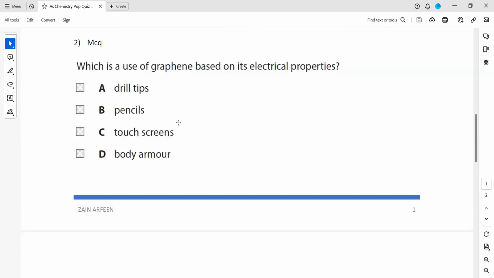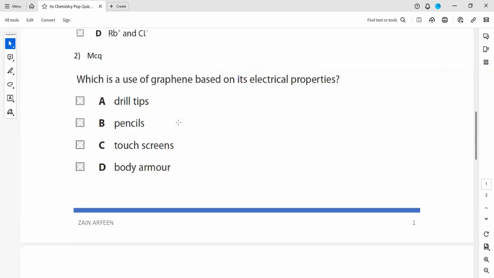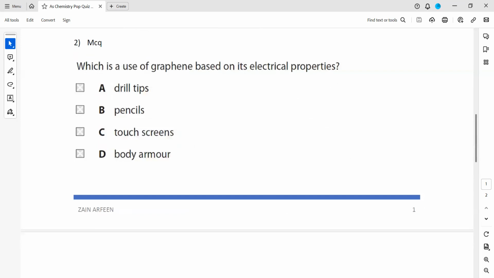Which is a use of graphene based on electrical properties? Graphene can conduct electricity and it is stronger as well. So drill tips are for diamond. It's not used for graphene, it is for diamond. For pencils, what do we use? We use graphite. It's not a use of graphene, it is a use of graphite.